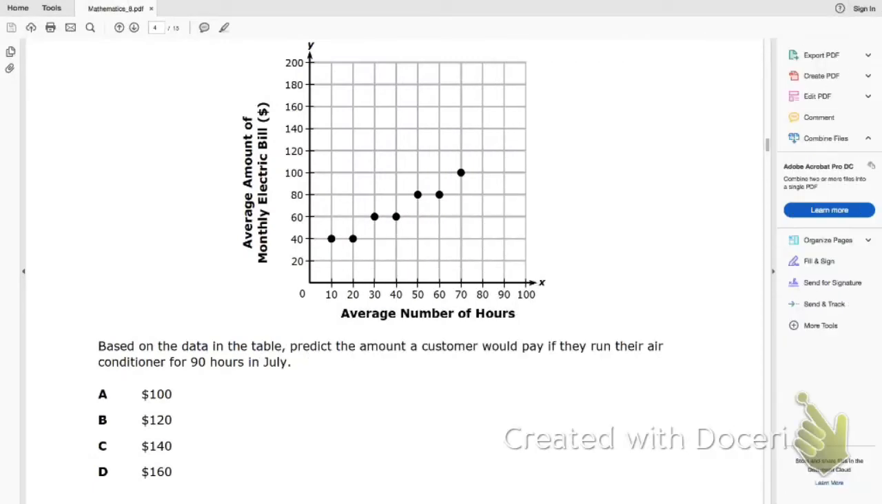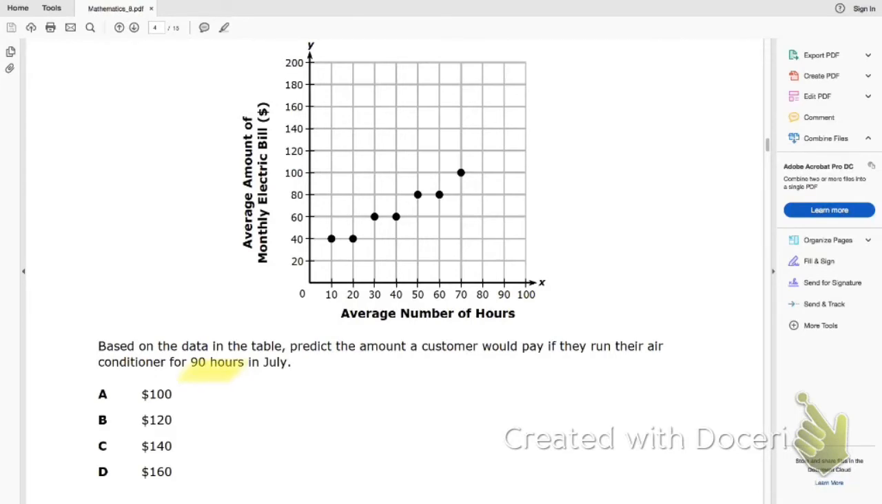Alright, so we're taking a look at question 1 on the practice ACP. Basically at the top it tells a little story about an air conditioner and an electric bill. But down here is where our real focus is, and that is what the question's actually asking. It's asking, based on the data in the table, predict the amount a customer would pay if they run their air conditioner for 90 hours in July. So 90 hours is what we're looking for.